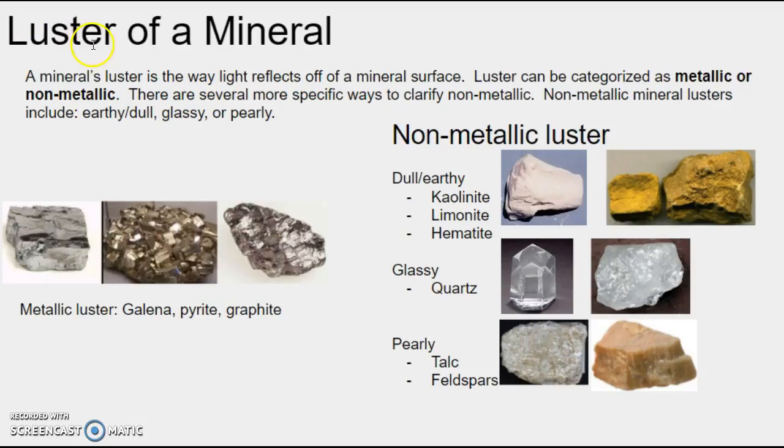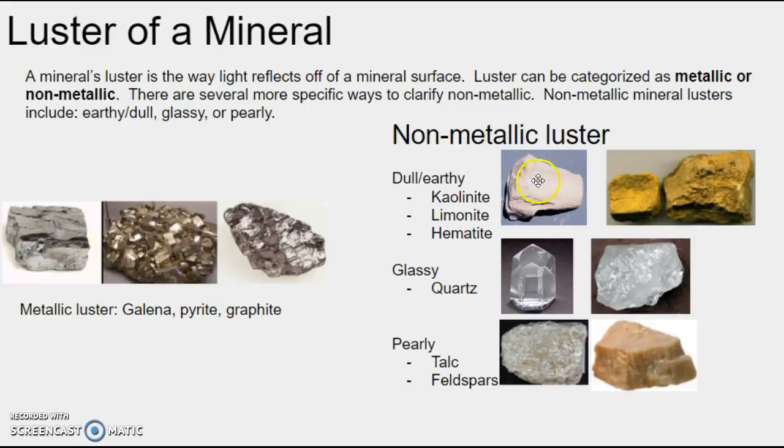Moving on into luster, the luster of a mineral. A mineral's luster is the way light reflects off a mineral surface. Luster can be categorized as metallic or non-metallic. There are several more specific ways to clarify non-metallic. Non-metallic mineral lusters include earthy, dull, glassy, or pearly. So if we talk metallic, we can look at galena, pyrite, and graphite. These just have a very specific metallic sheen to them. But non-metallic lusters, well, you have to specify it a little further.